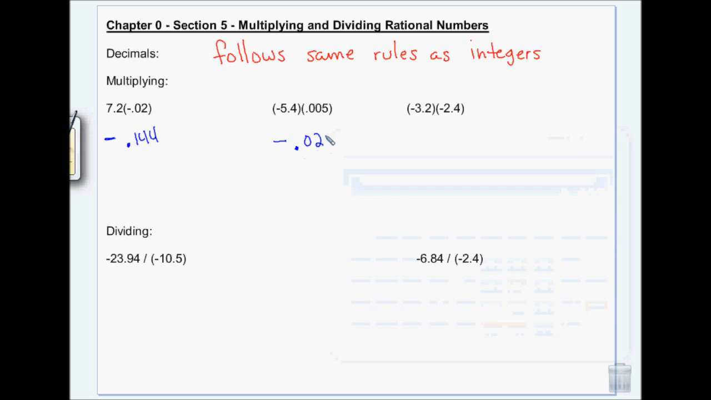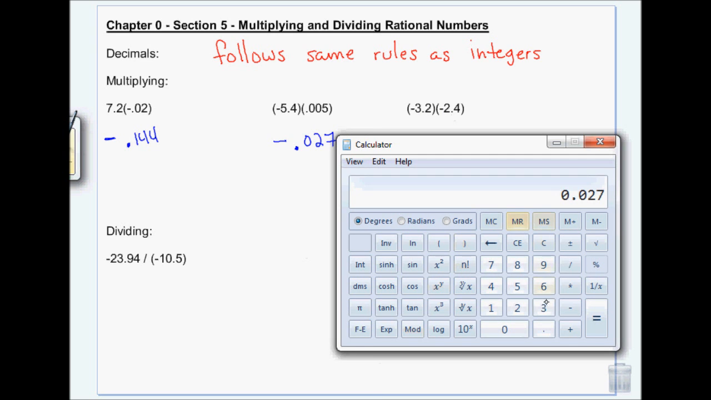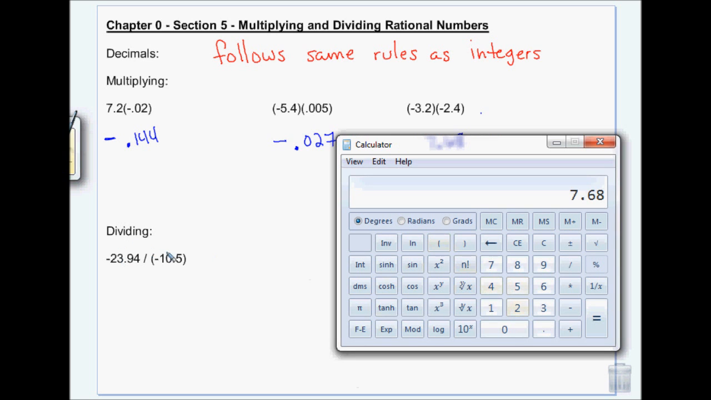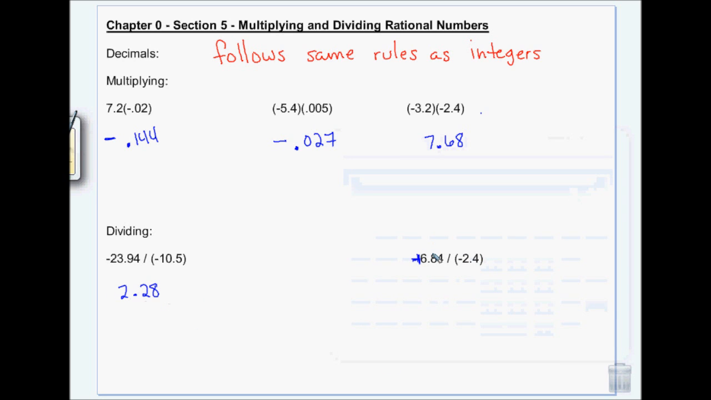So 0.027. Here I have 2 negatives, so my answer is going to be positive. Same with division. Oh, I want you to change one of these. Make this one positive, just because they're both negative. So I have 2 negatives, so my answer is going to be positive. Here I have 1 positive, 1 negative, so my answer is going to be negative.